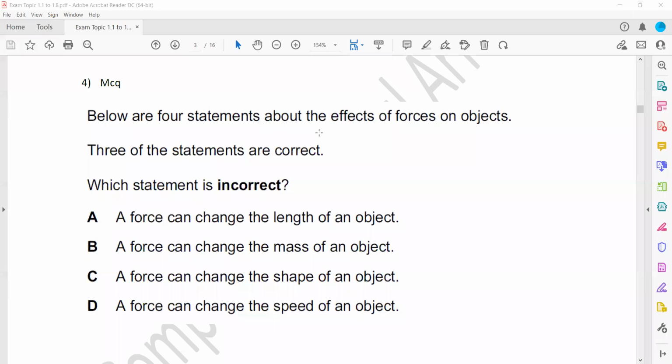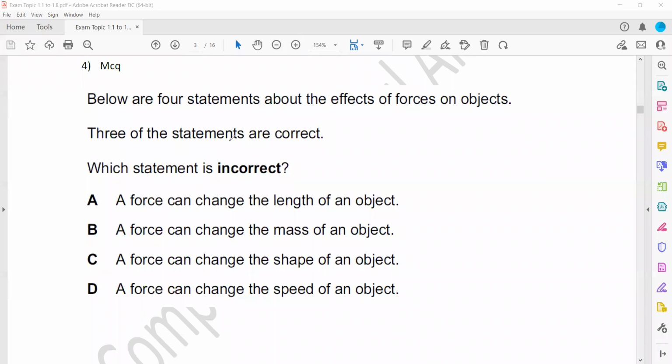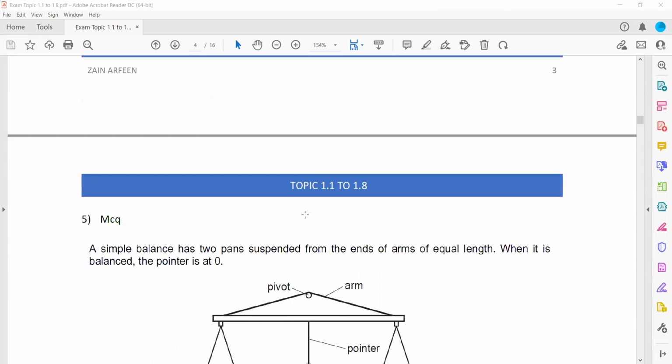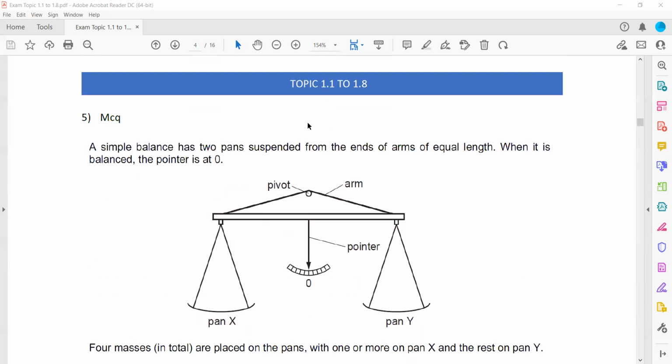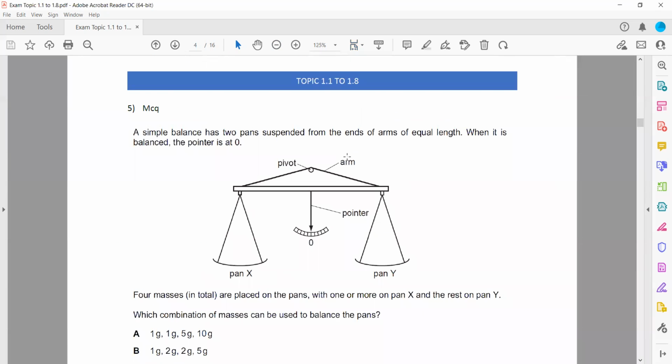Below are 4 statements about the effect of a force. 3 statements are correct. Which statement is incorrect? A force can change the length of an object. That is true. A force can change the mass of an object. That is wrong, because when we apply a force, the amount of matter cannot be changed. We can change the distribution of the matter, but the amount of matter cannot be changed by force. So, Mr., it's B, yes? Yeah, it is B. Yes, okay.